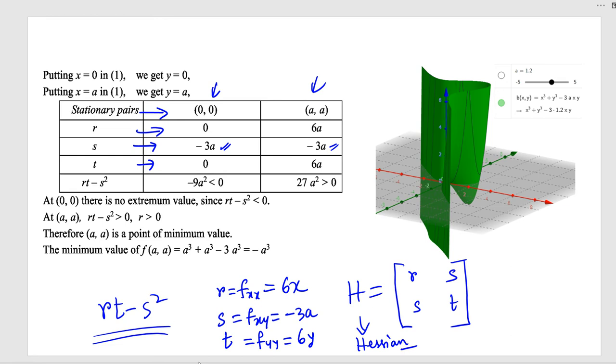And the T value at (0, 0) will be 0. If you put y equals 0, then it will be 0, and x equals 0, then 0. So similarly, we will calculate the other point also. So here we have 6a, and here we have 6a again.